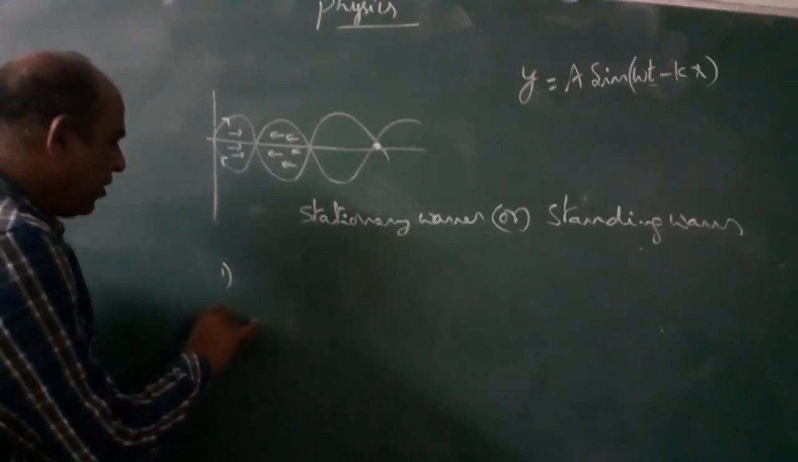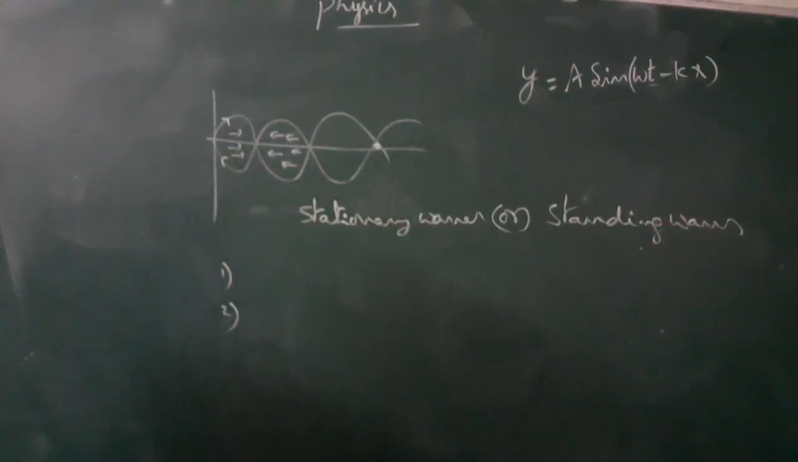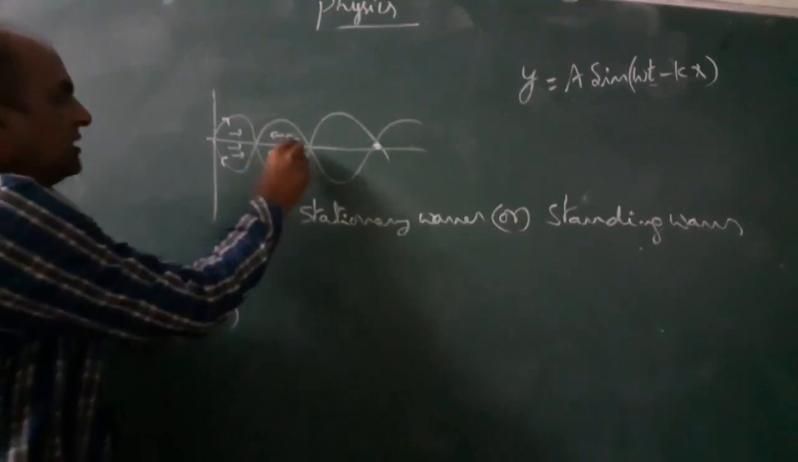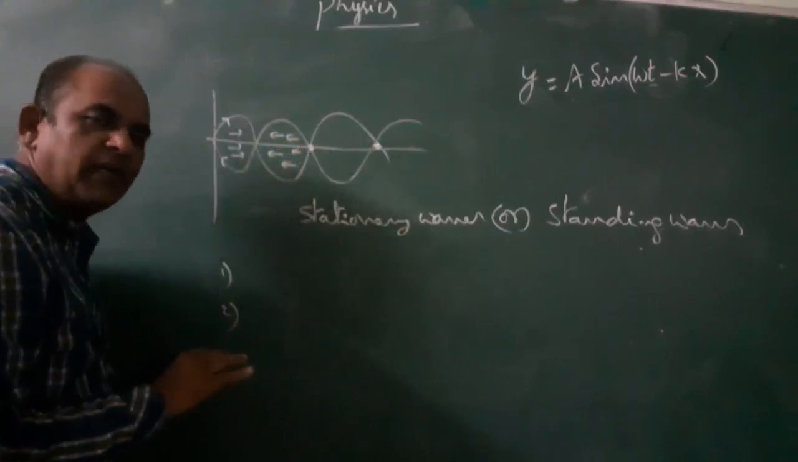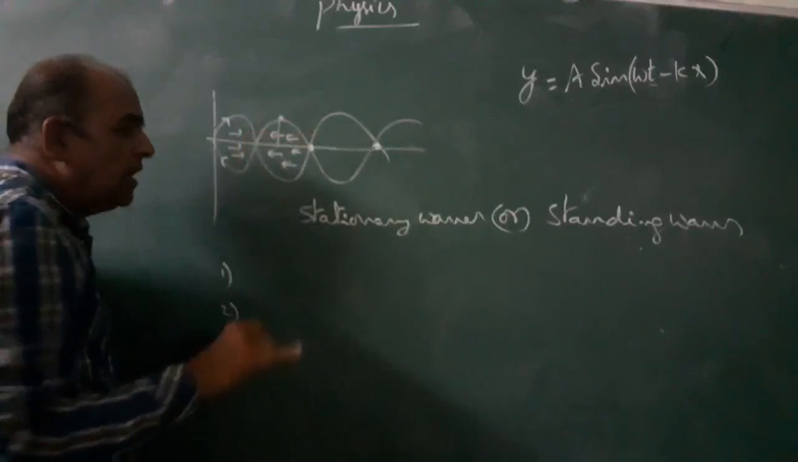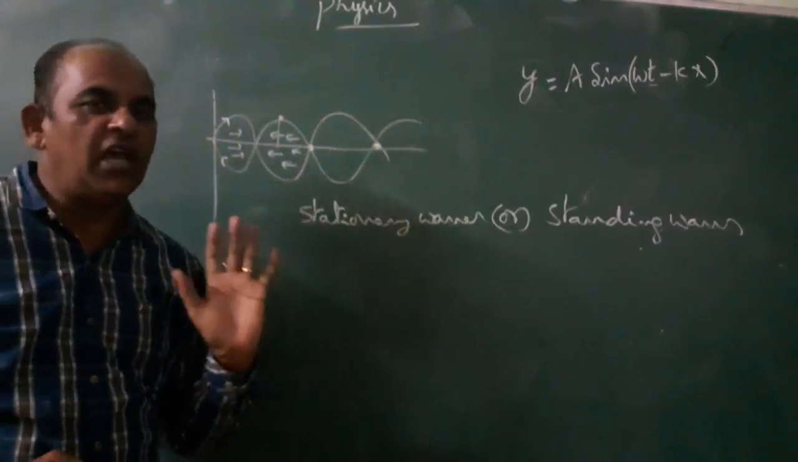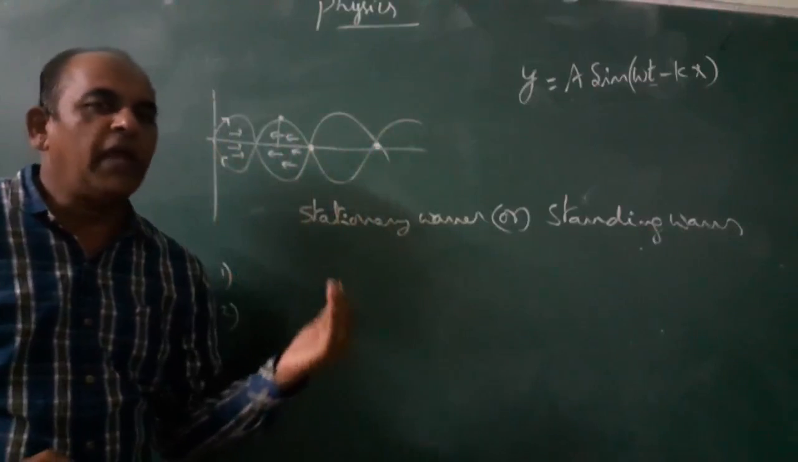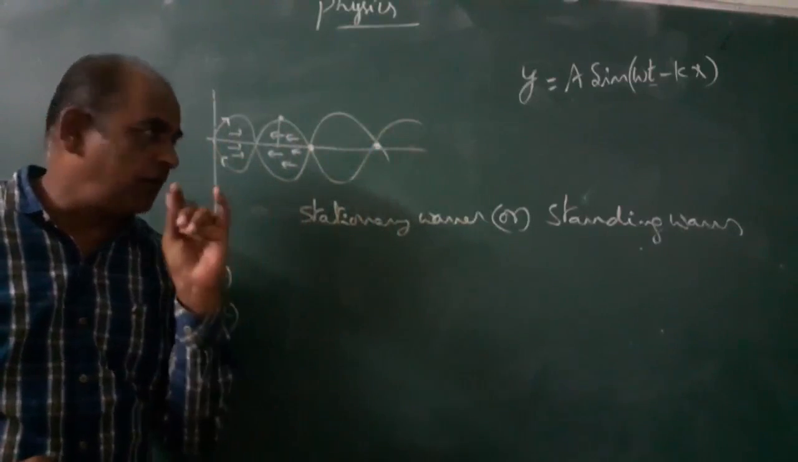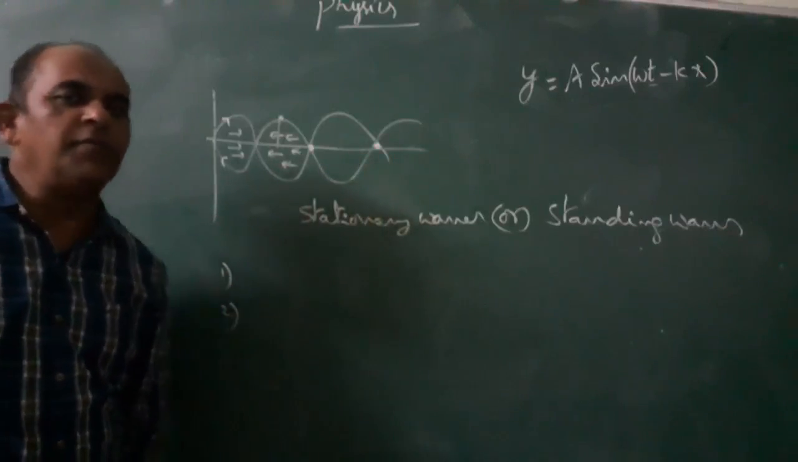And one more important point, when the stationary wave is formed, nodes and antinodes are formed. The points where the displacement of the particles is zero are called nodes, and the points where the displacement is maximum are called antinodes. The stationary wave is confined to a limited region, and it does not propagate energy. In a stationary wave, energy does not propagate, but in a progressive wave, energy and momentum can propagate.